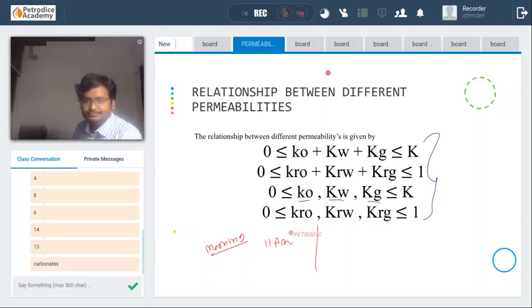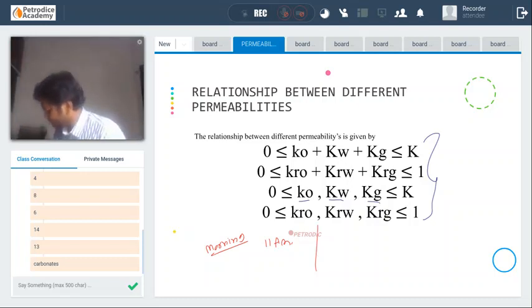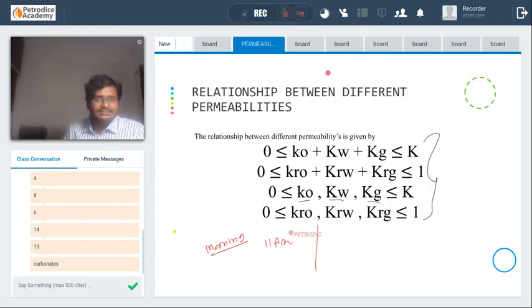Okay, and complete the assignment, complete your homework, and the third one is prepare for the examination on Tuesday. The paper will be tough, again I'm saying. So do prepare well, guys. That's it for today. Bye.